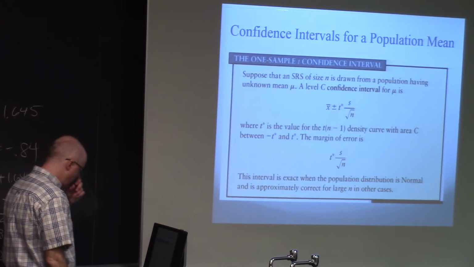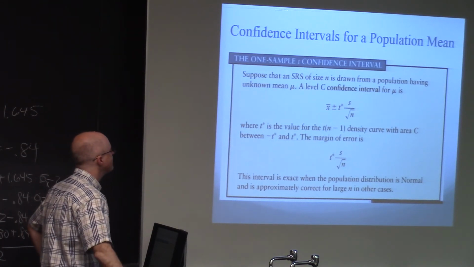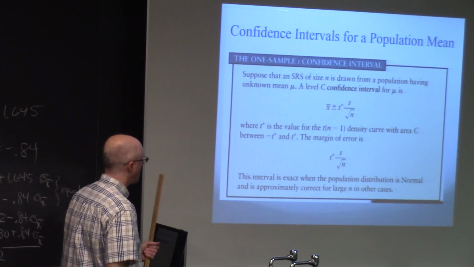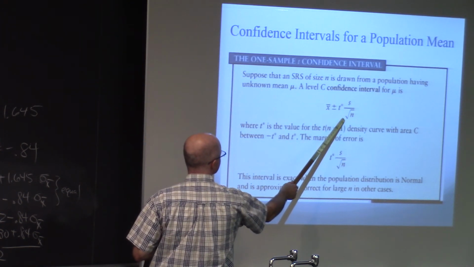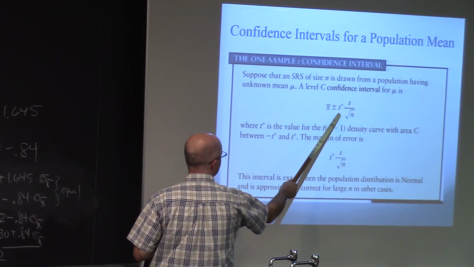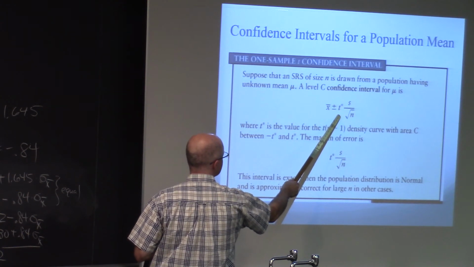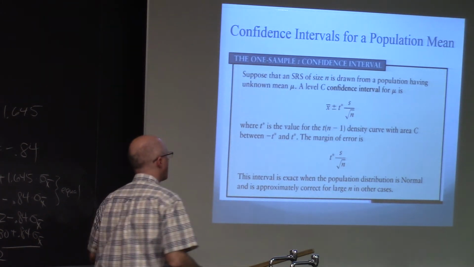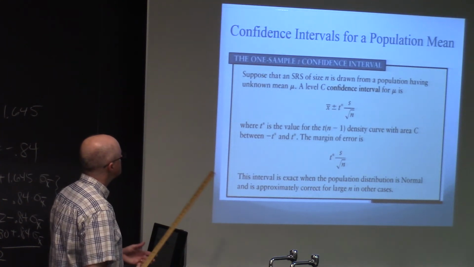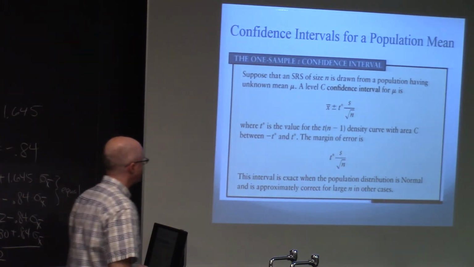Here's the formula for the confidence interval for a population mean. Same kind of form as always. Estimate plus or minus margin of error. The margin of error is always a special number, t star in this case, z star in chapter 6, times the standard error, has the form that we want. You should know that the purpose here is to estimate mu.